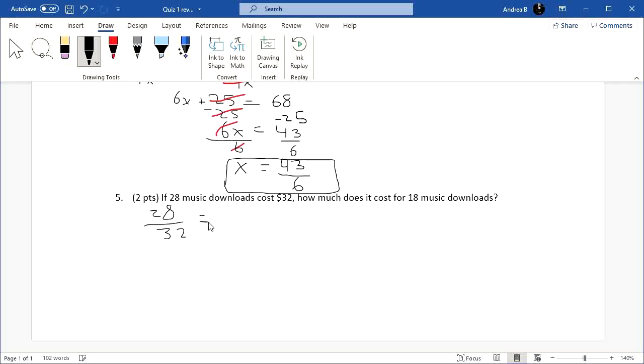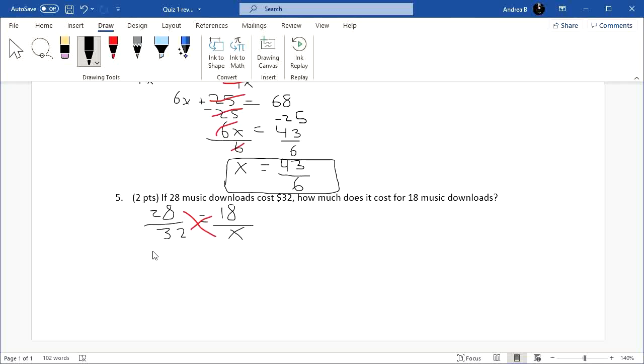Remember, proportions, you always set the two fractions equal to each other. So since we had music downloads on the numerator of the fraction on the left side, the number of music downloads would have to go in the numerator on the right side as well. And then we don't know the cost for the right hand side, so we could label that as x. And then what you could do is go through and cross multiply here. So that means doing the 32 times the 18 and the 28 times the x.